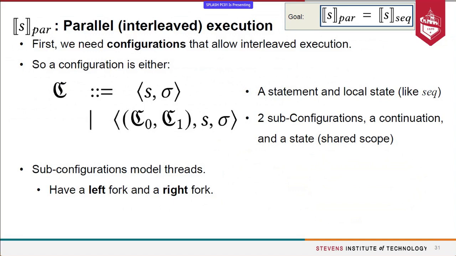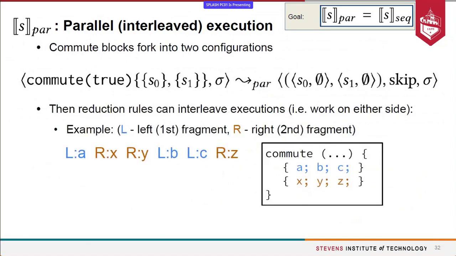So then we can define our commute true reduction as just creating a fork. And so, for example, we can apply our reduction rules either on the left or on the right. So for example, when we have this commute statement, assuming that it takes a parallel branch, we'll get an interleaved execution.